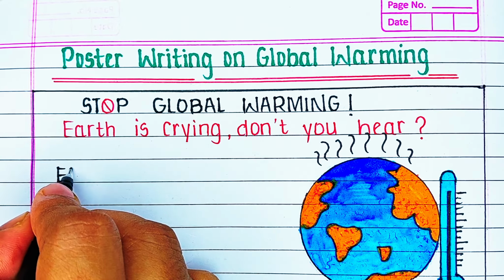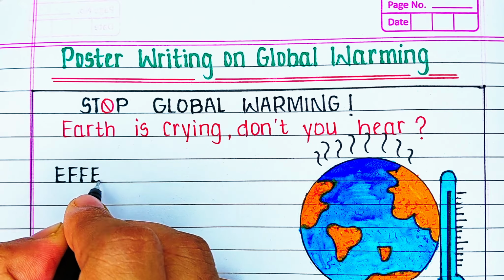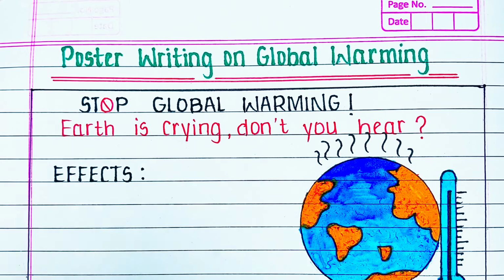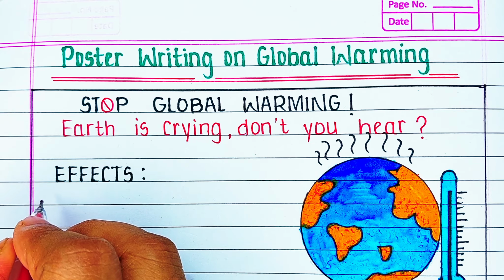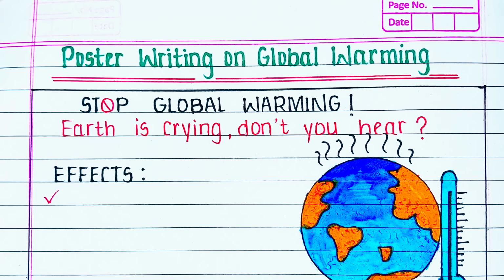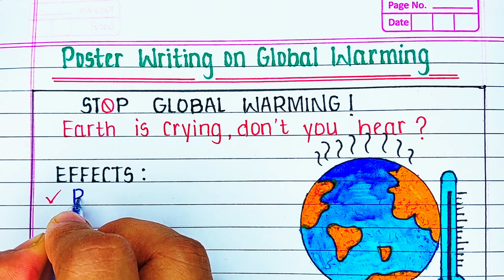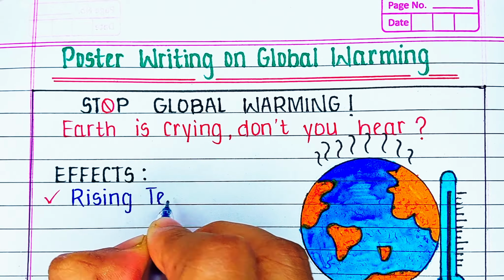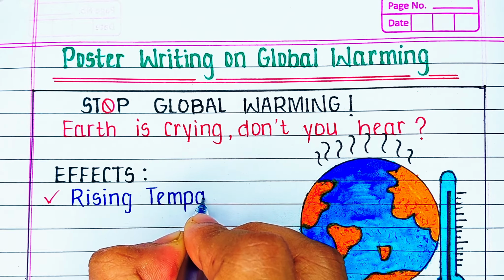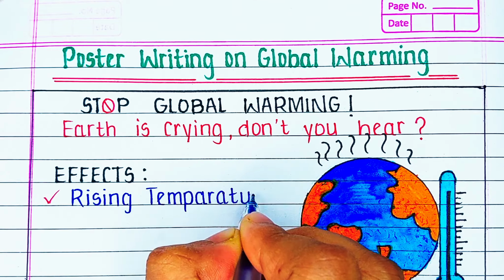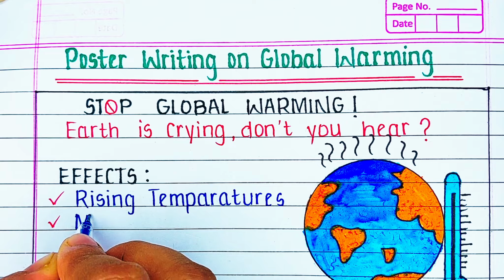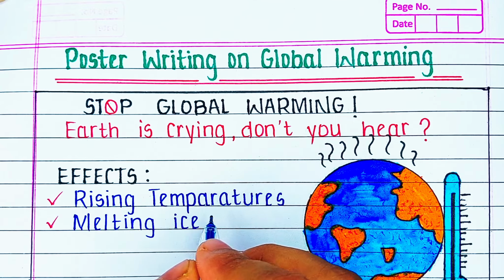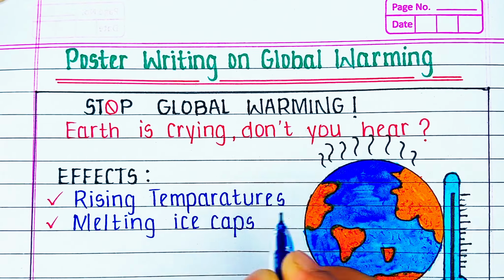Next up, we will list out the harmful or hazardous effects of global warming under the heading. Here, for example, I am writing effects. Under this heading, I am going to list out 3 hazardous effects of global warming. First point, rising temperature. Second point, melting ice caps.